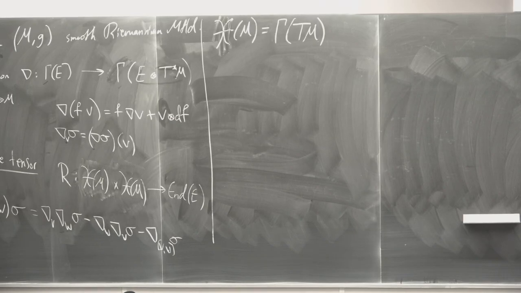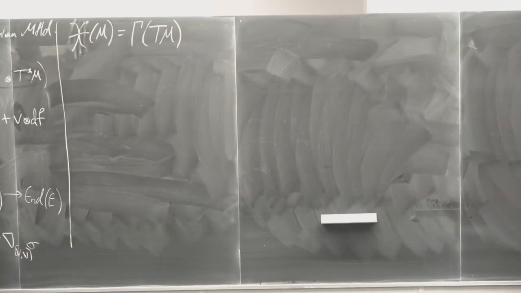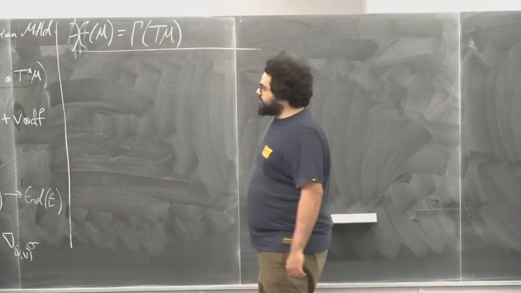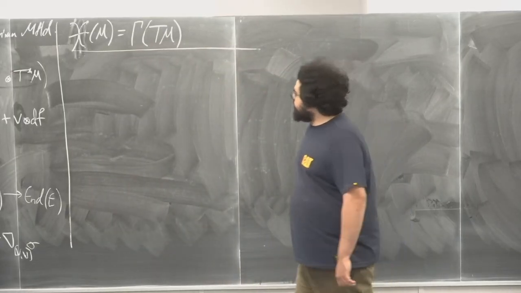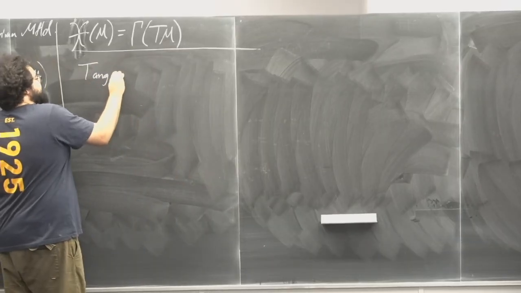Okay, good. Any other questions? Okay, good. So that's the curvature tensor in general. Again, today mostly we're going to be looking at the tangent bundle. So let's look specifically at things that happen for the tangent bundle of some manifold.